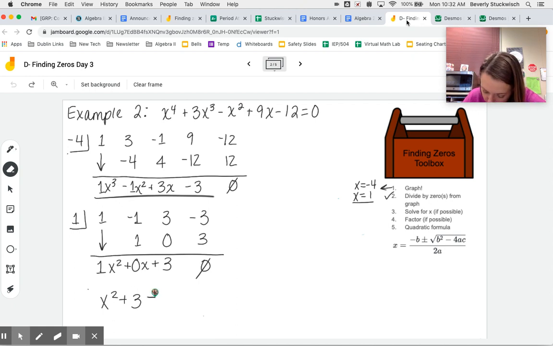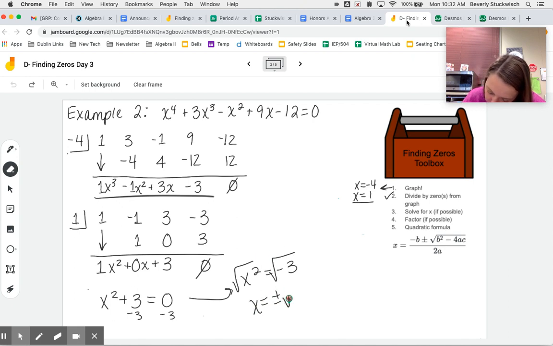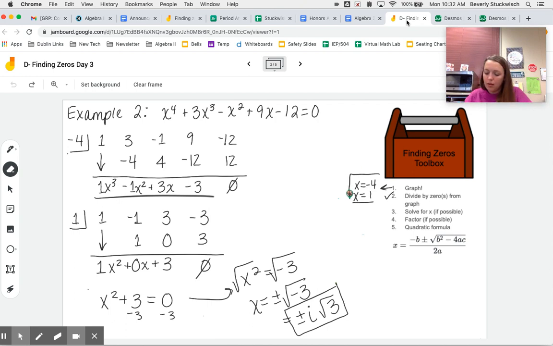X squared plus 3 equals 0. I can solve that just like I did on the last page. Subtract the 3. I get x squared equals -3. Square root both sides. Get x equals plus or minus the square root of -3. Better to write it as i times the square root of 3 to signify that those two zeros are imaginary. So we got our two real zeros. Okay, so we've got -4, 1, and then we had two imaginary zeros. We did not see these on the graph.